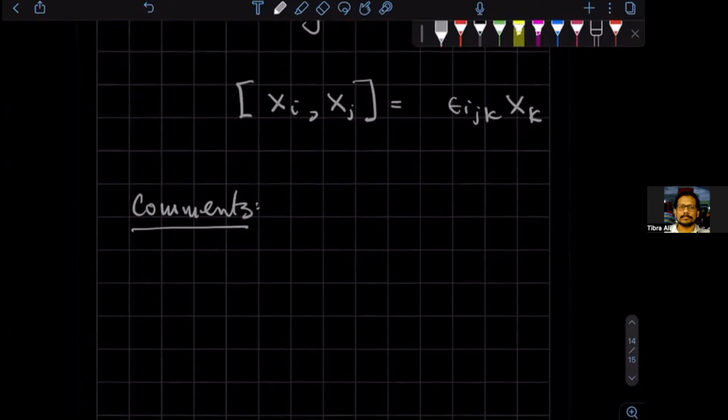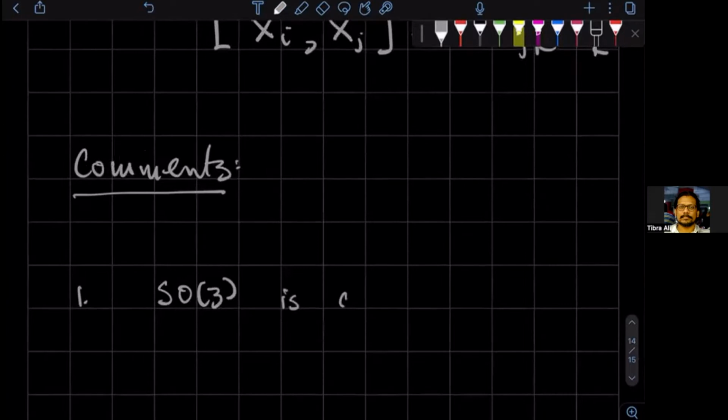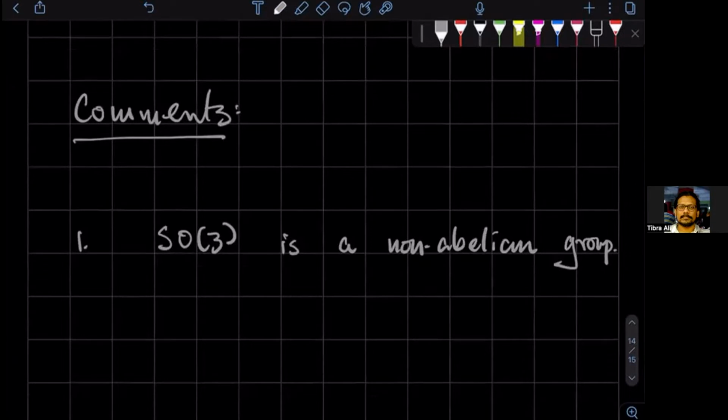First one is that SO(3) is a non-abelian group. Okay, so this is easy to verify mathematically, but physically what we are saying is that rotations in 3 dimensions don't commute.